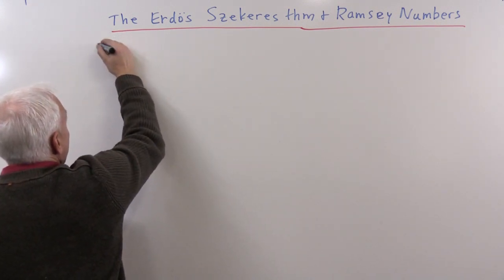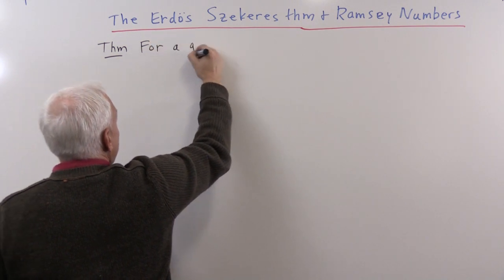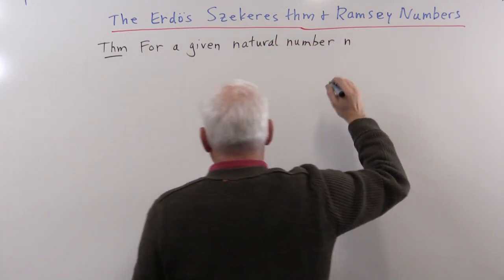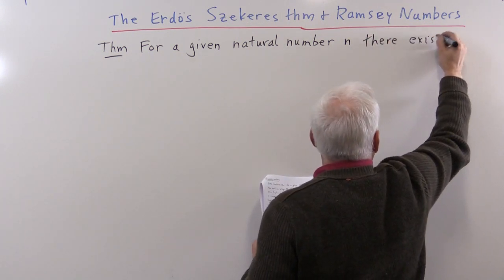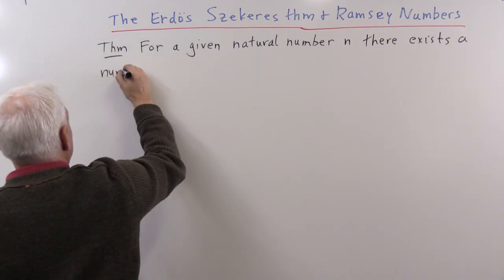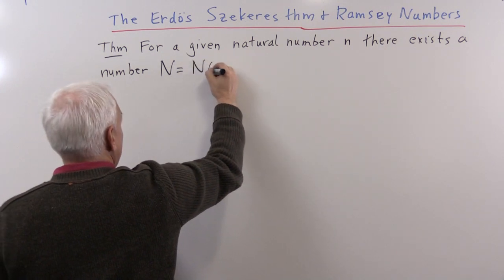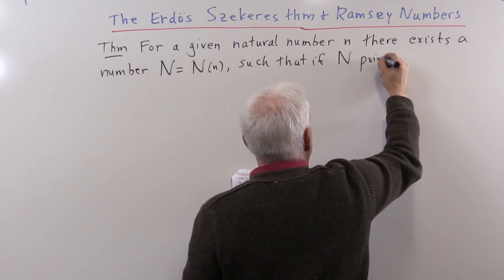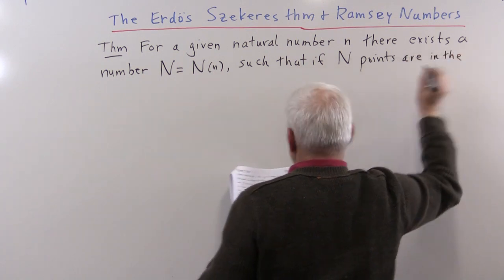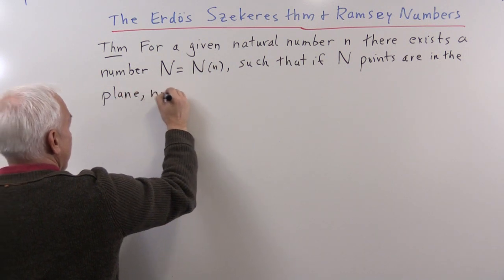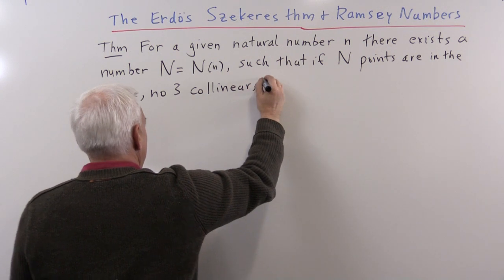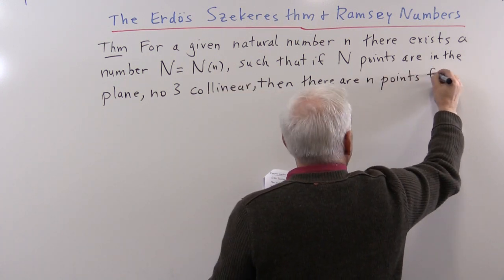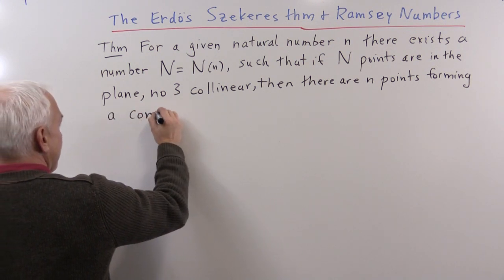So their theorem was that for a given natural number, little n, there exists a number, capital N, which depends on little n, such that if N points are in the plane, no three collinear, then there are little n points forming a convex n-gon.